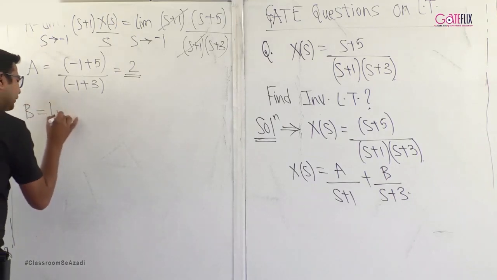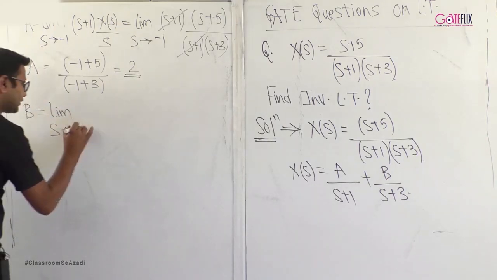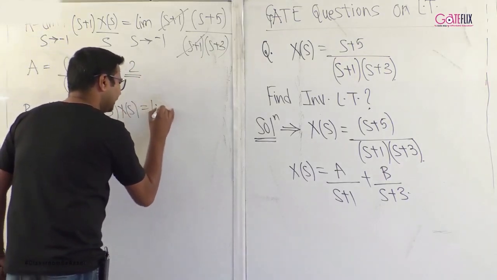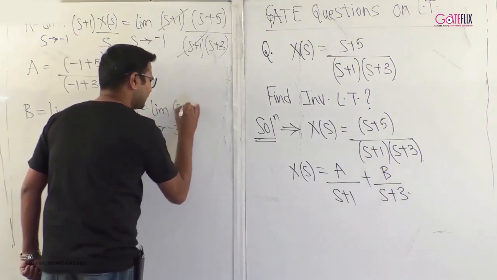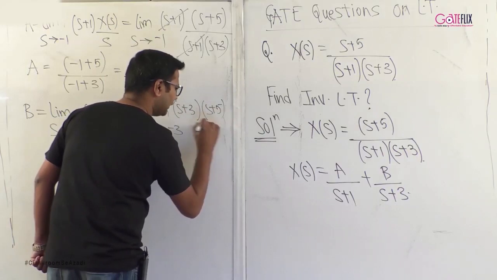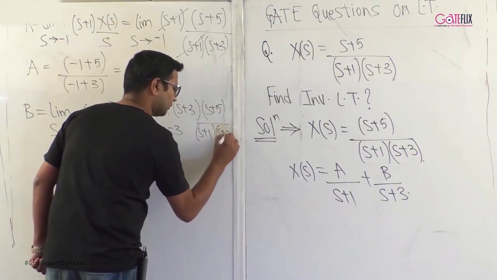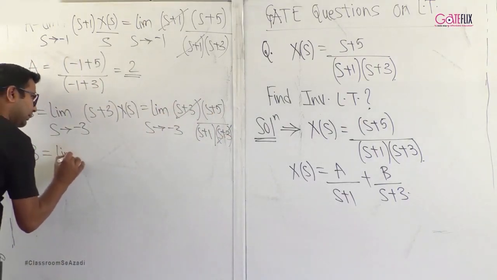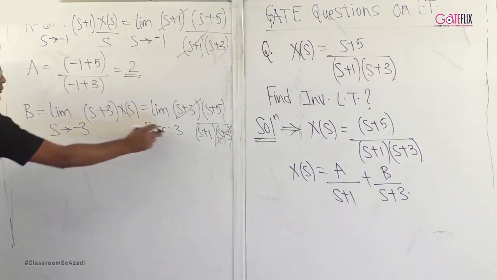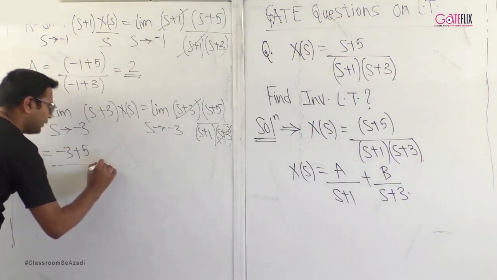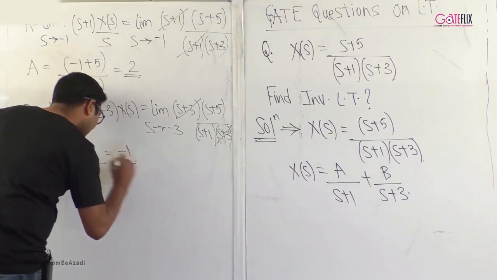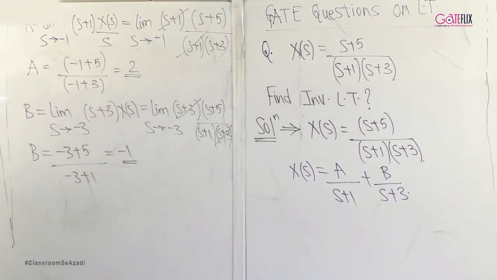Similarly, we can find the value of B. B will be limit s tending to minus 3, s plus 3 into capital X of s. Therefore, this will be limit s tending to minus 3, s plus 3, s plus 5 divided by s plus 1 into s plus 3. The s plus 3 will get cancelled. Therefore, B comes out to be limit, we will substitute the value of minus 3. So, this will be minus 3 plus 5 divided by minus 3 plus 1. This answer would come out to be minus 1.